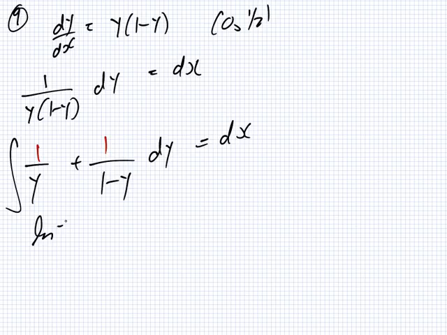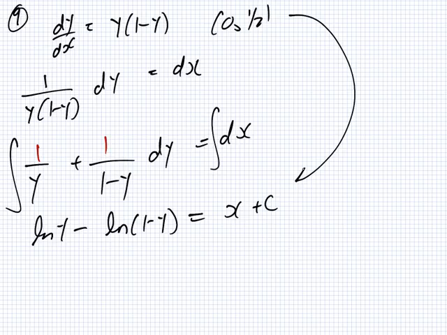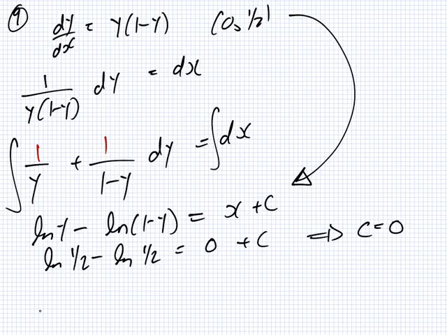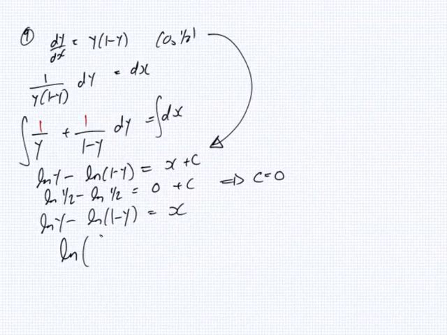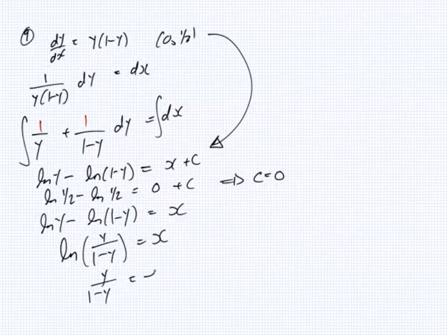This becomes log y minus log (1 minus y) equals x plus c. I put this point in. We get log 1/2 minus log 1/2 equals 0 plus c, so that means c equals 0. So we have log y minus log (1 minus y) equals x. So that's log of y over (1 minus y) equals x. So y over (1 minus y) equals e^x.